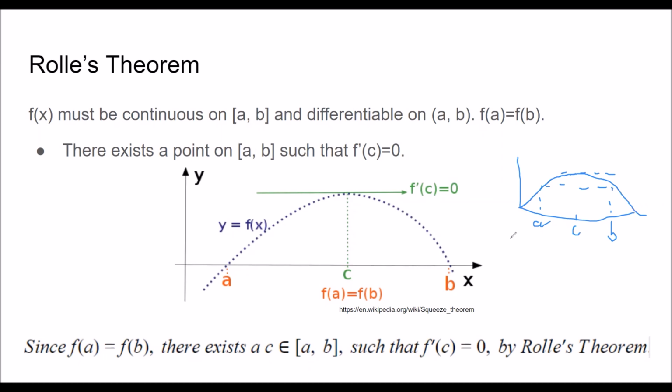I'm not quite sure what the proof statement is. I just made this up off the top of my head, but I said since f of a is equal to f of b, there exists a point such that f prime of c is equal to 0 by Rolle's theorem.